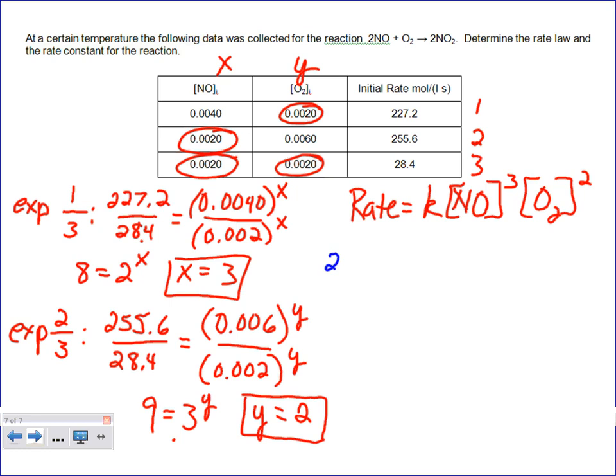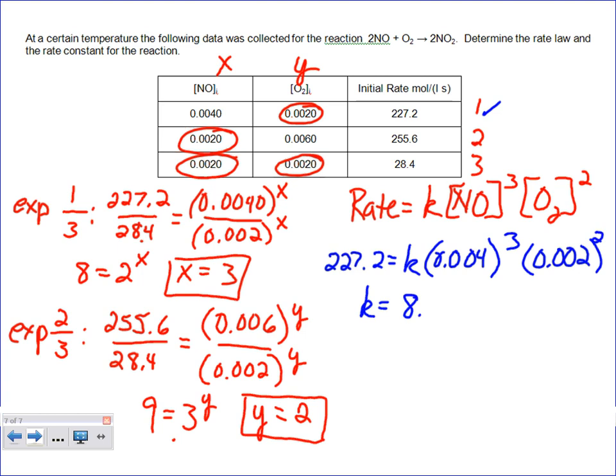So we get 227, remember I'm just choosing this first experiment. 227.2 equals K times 0.004, and I'm going to raise that to the third power. And then we take our second one here, which is 0.002, and we raise that to the second power. Then we just go ahead and do our math, and we end up getting K equals 8.875 times 10 to the 14th.